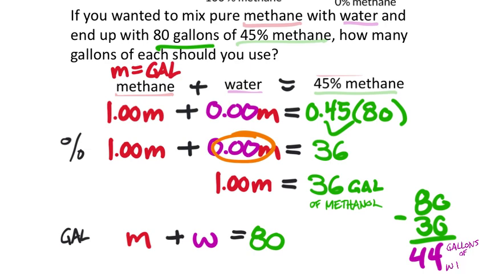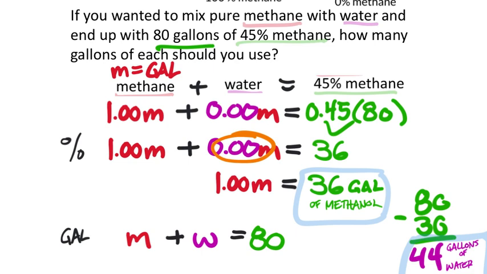of water. So that's both the values that we needed. We now know that there are 36 gallons of methane, and then down here in the bottom right, there are 44 gallons of water.